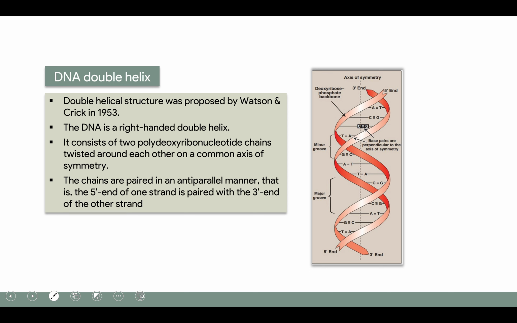The DNA double helical structure was proposed by Watson and Crick in 1953, and DNA is a right-handed double helical structure. It consists of two polydeoxyribonucleotide chains which are twisted around each other on a common axis of symmetry. These chains are antiparallel, that is, the 5' end of one strand is paired with the 3' end of the other. We know that the nucleotide structure has a 5' end and a 3' end, so if one strand runs 5' to 3', the other strand runs 3' to 5'. So the two strands of DNA are complementary to each other.